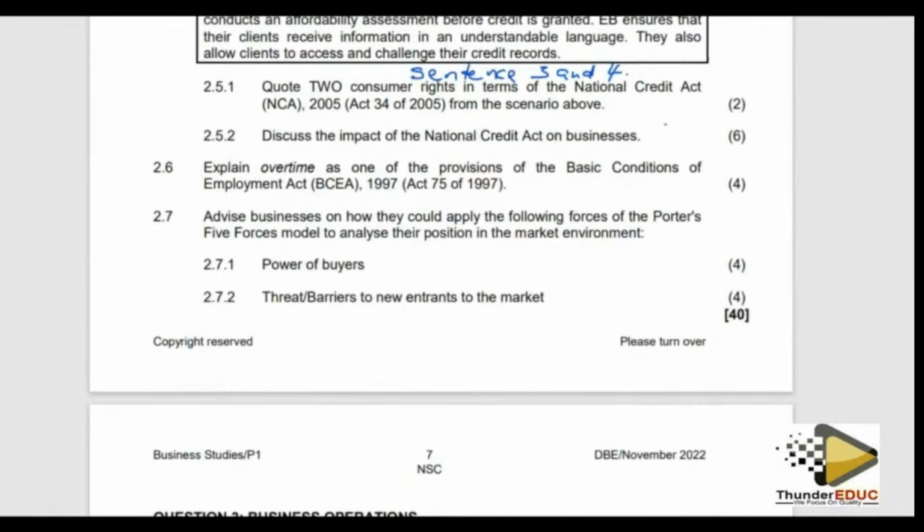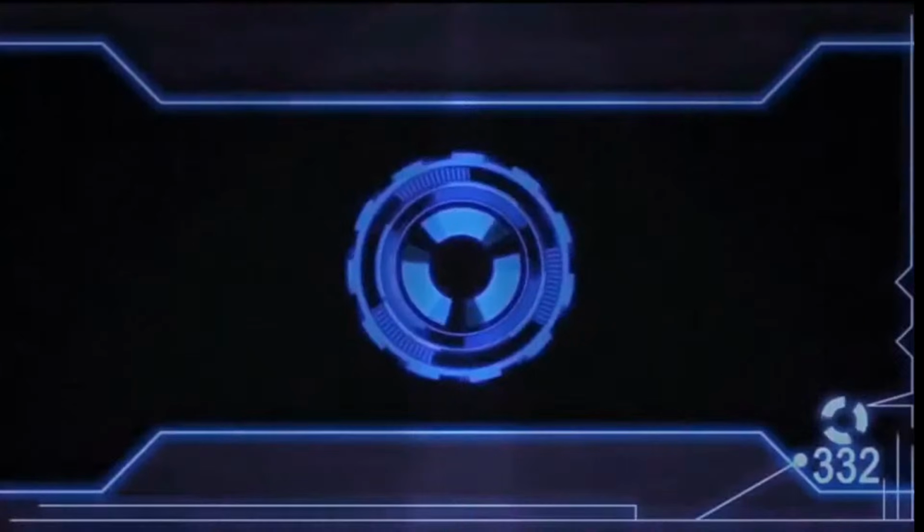Okay, right. So now we have the question that reads as follows: advise businesses on how they could apply the following forces of the Porter's 5 forces model to analyze their position in the market environment. Okay, so now we should also take into account the meaning of a market. When we talk of a market, we refer to what, or market environment.